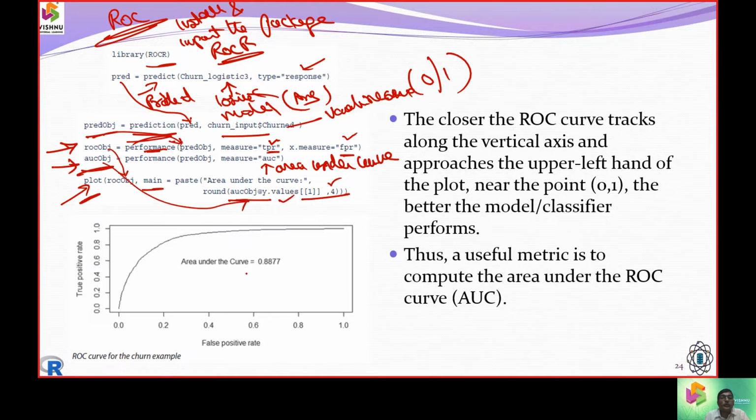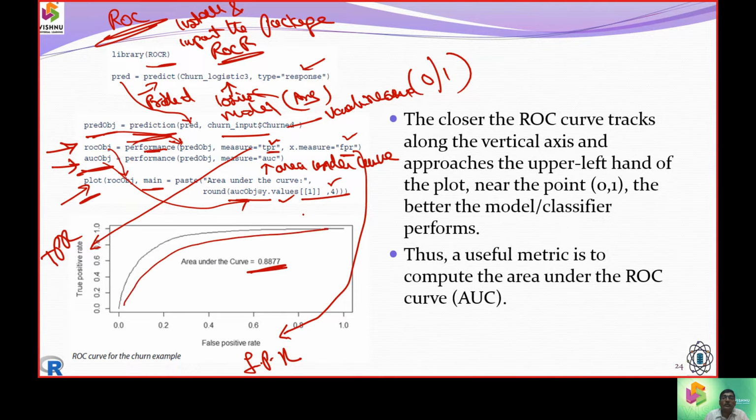And its value we are going to put. The value was 0.8877. So what is the x-axis? The x-axis is the false positive rate. Then what is the y-axis parameter? The other measure is the true positive rate. We are going to have this measure in the situation. Now we are bringing a curve.